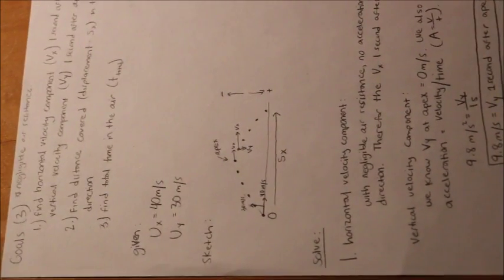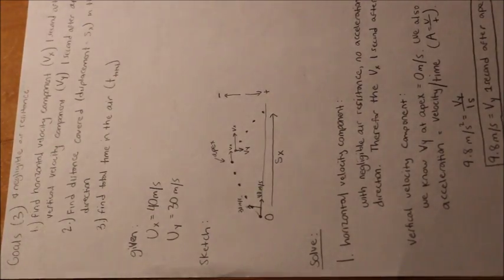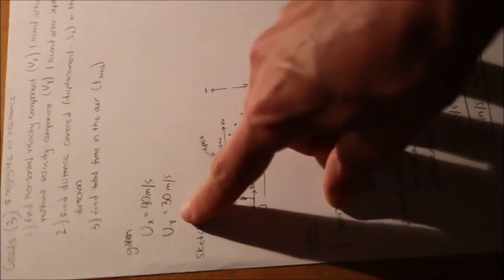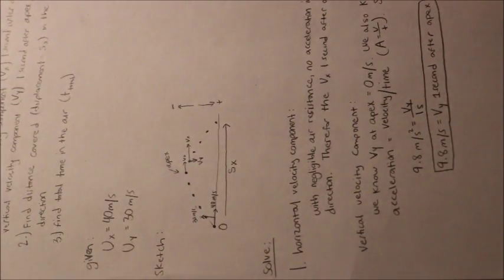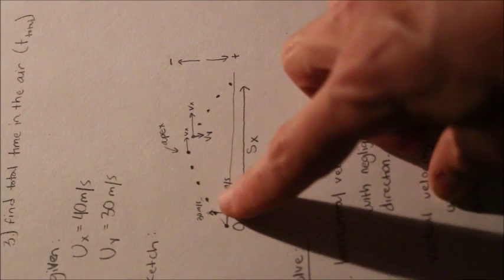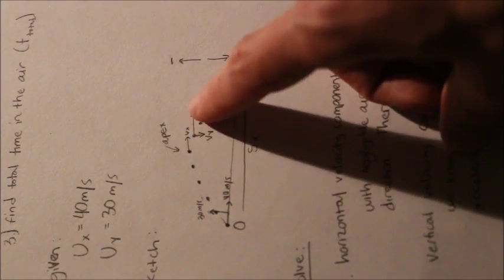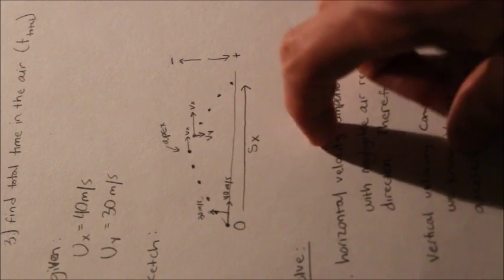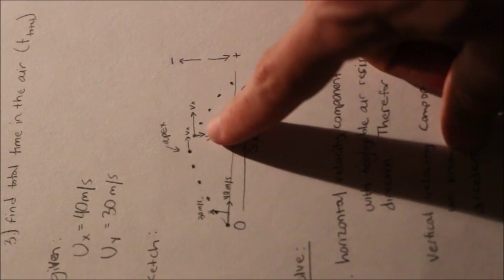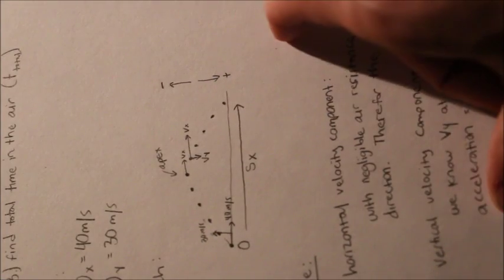We are given the initial velocity of this stone being thrown: 40 meters per second in the horizontal and 30 meters per second in the vertical. I did a little sketch here. We start at 0, with our vectors, 40 to the right, 30 up. Our apex has only the velocity vector in the horizontal direction, and then our point 1 second after the apex. Drawing our Sx, downwards is positive, upwards is negative.